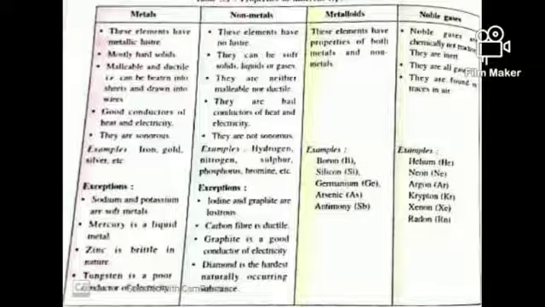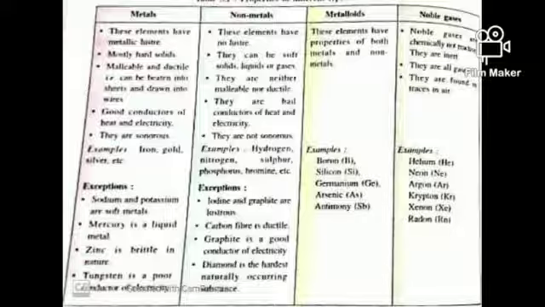Metals are good conductors of heat and electricity. Non-metals are the bad conductors of heat and electricity. Metalloids and noble gases, they don't exhibit any of these properties. Metals are sonorous, and non-metals are not sonorous, that is they produce sound on hitting.